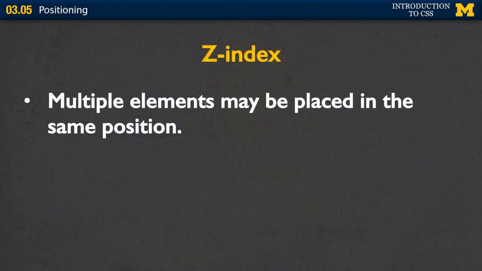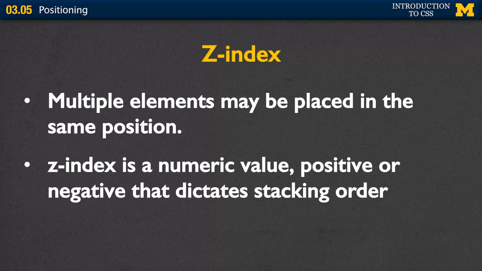Now, one of the things I showed you is that it's possible for multiple elements to be placed in the same position or on top of each other. There's a way to deal with that if you don't like the ordering in which they show up, and that's called the z-index. The z-index is basically just a number value, either positive or negative, that tells the browser your stacking order.